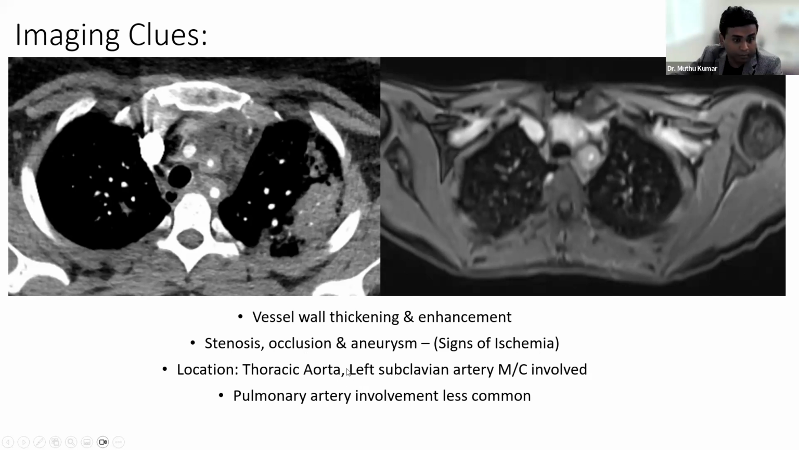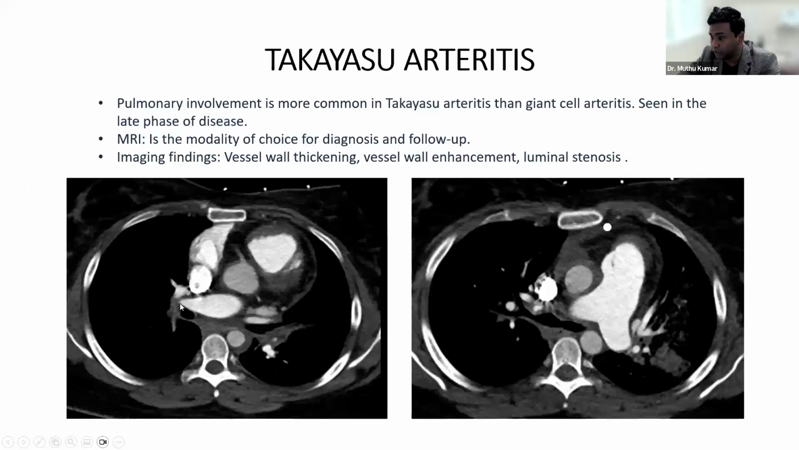For people who are preparing for competitive exams, always remember the left subclavian artery is the most commonly involved artery in Takayasu arteritis. Pulmonary involvement is less common, but in our patient, we had extensive pulmonary involvement in the form of focal structural narrowing, as well as diffuse alveolar hemorrhage.